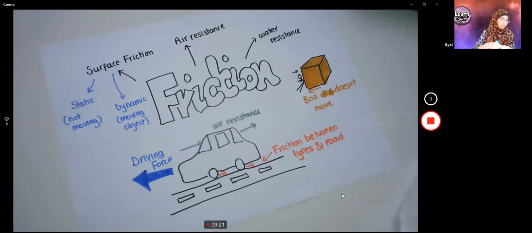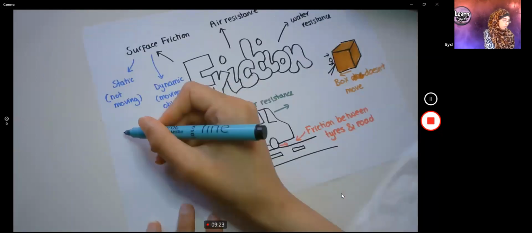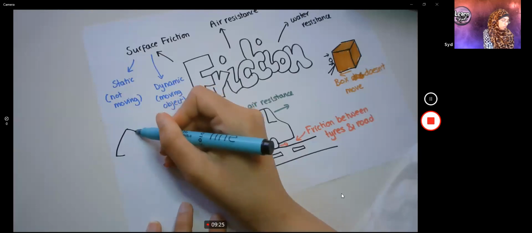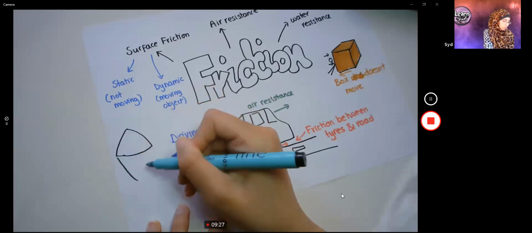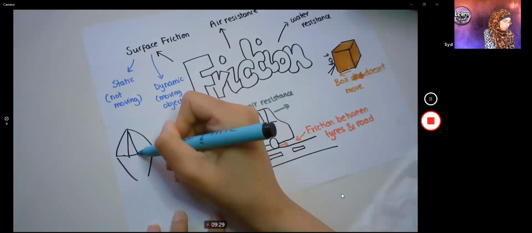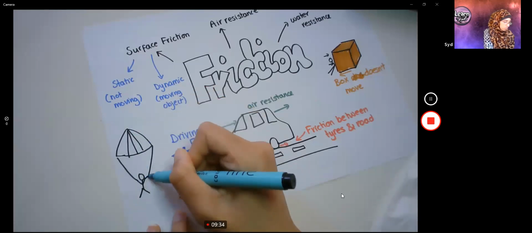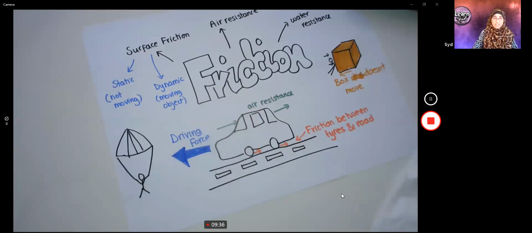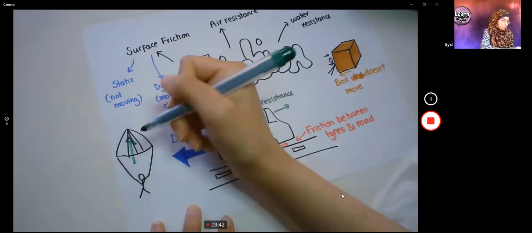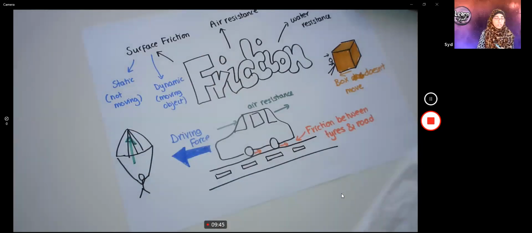We're going to draw a parachute. Okay, and in this case, there's air resistance going up. So I'm going to draw here an arrow to represent the drag force or the air resistance. You can call it drag or air resistance.